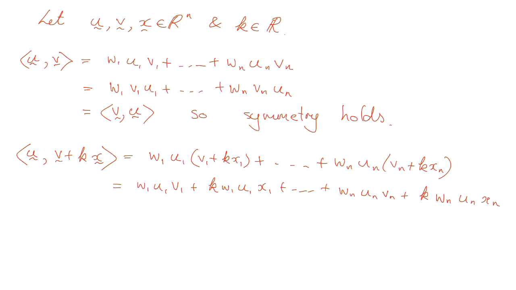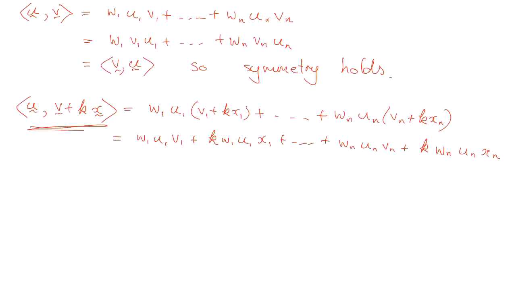Now, what do I want to do now? What should I do next? Rearrange it in order to have the k terms together and then the other without the k. That's right. So the k terms have got the u's and the x's in them, and the non-k terms have the u's and the v's in them. And remember, I'm trying to show that this is equal to the inner product of u and v plus k times the inner product of u and x.